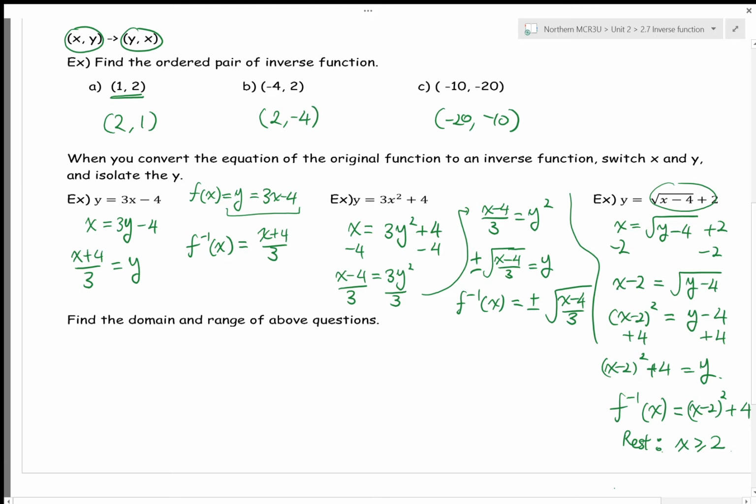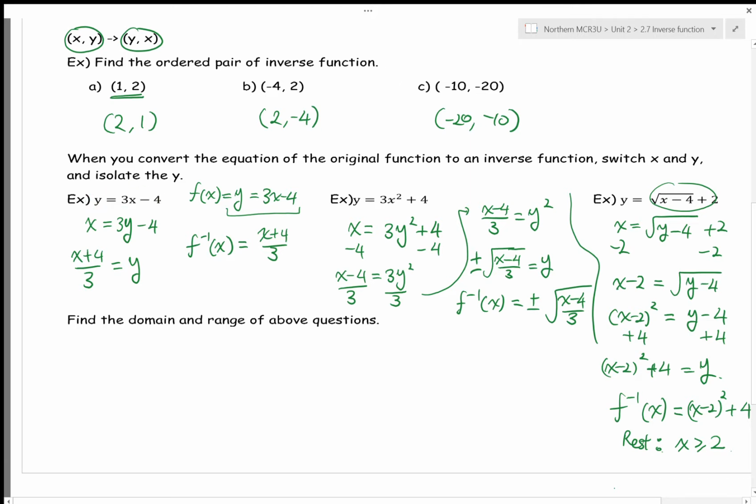So for the first one, the domain and range. Well, remember, the domain and range of the inverse is the range and domain of the original. So in other words, the domain and range of the original is the range and domain of the inverse. So you basically switch it. The easiest way is to find the domain and the range of the original and then switch them.